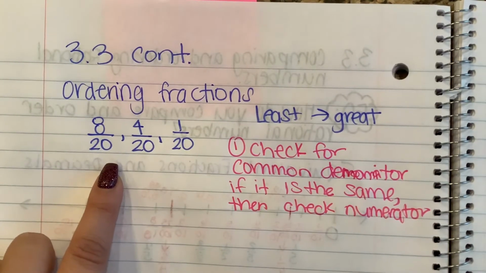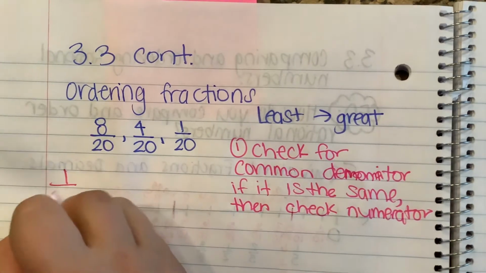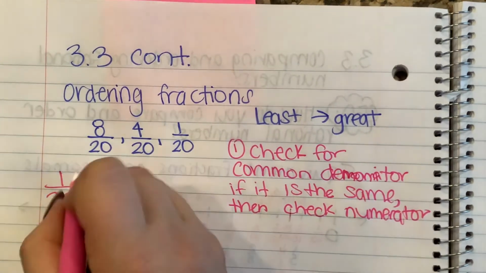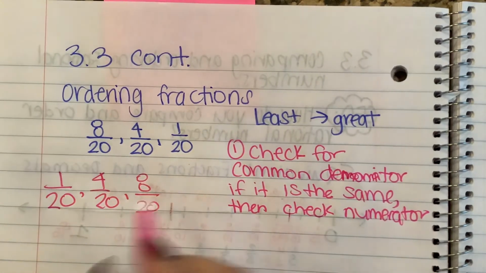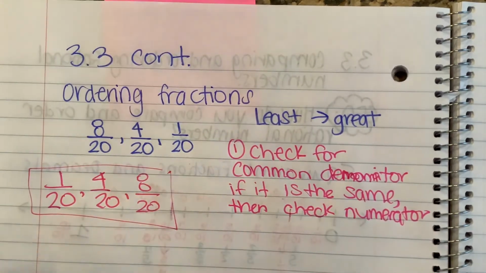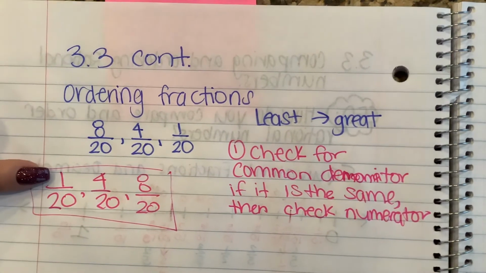So next, I'm just going to order the numbers on the top. So least to greatest, I would have 1 over 20 first. Next, I would have 4 over 20. And last, I would have 8 over 20. And that is my answer. Because they all had the same denominator, I'm just checking my numerator and then I'm ordering them.